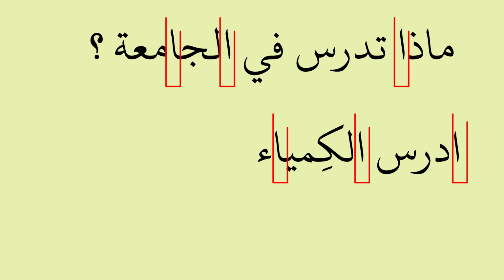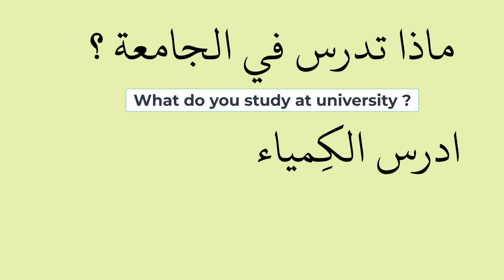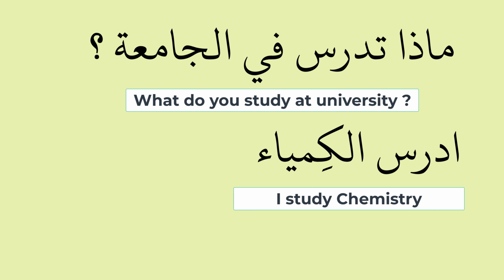Here's a very short text in Arabic, without the diacritical marks. First of all, what we notice is the Alif has been used many times in this section. Okay, let's read it first. It says here, ماذا تدرس في الجامعة? What do you study at university? أدرس الكيمياء. I study chemistry.